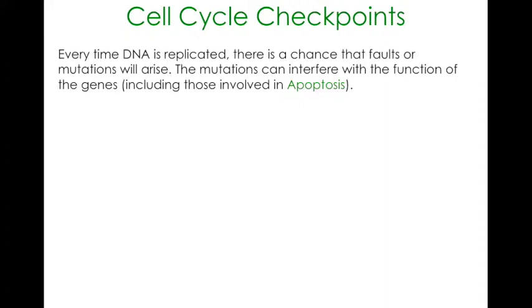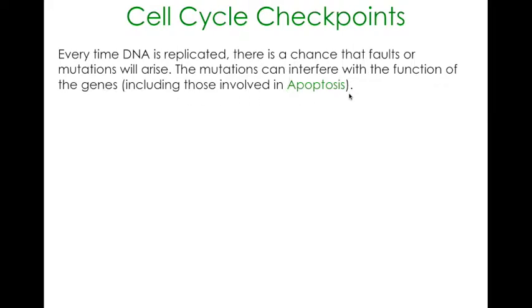Okay, so one of the key things to note is every time DNA is replicated, there's a chance that faults or mutations will arise. Now, a mutation is a random occurrence or change in the DNA code. For some mutations, it is harmless, but for some mutations, it can be potentially dangerous. And so it can interfere with the function of genes, including apoptosis, which is programmed cell death, also covered in chapter 2.